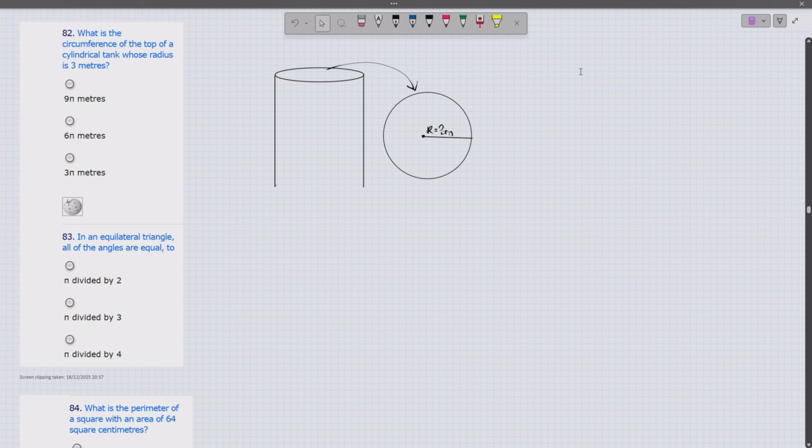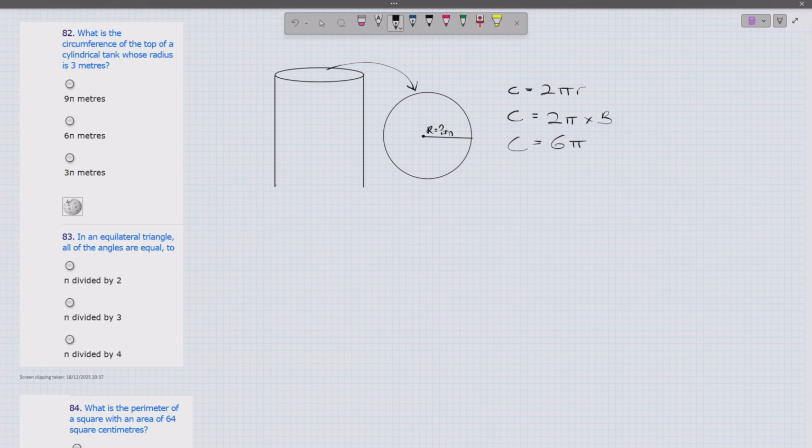Question 82. What is the circumference of the top of a cylindrical tank whose radius is 3 meters? So the top of a cylindrical tank is a circle, so the circumference of a circle equals 2 pi times the radius. You're given the radius, 2 pi times 3, that will be 6 pi meters.